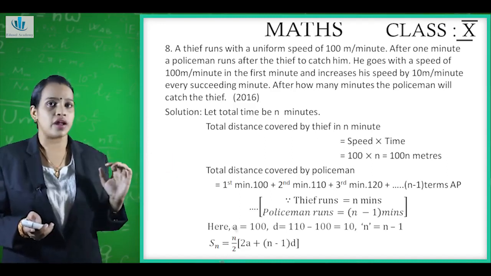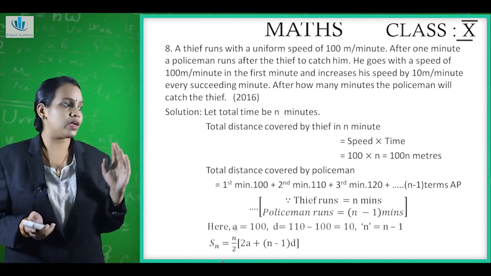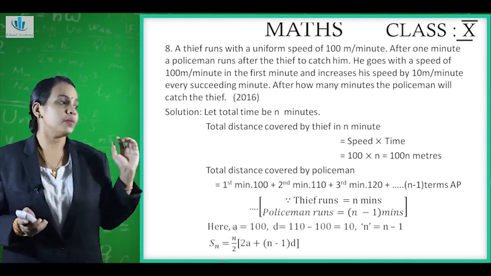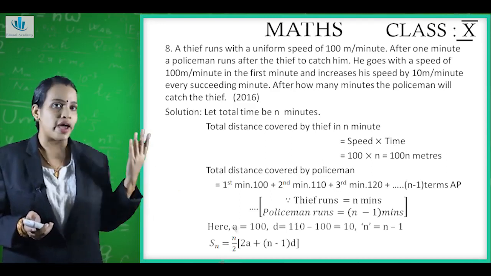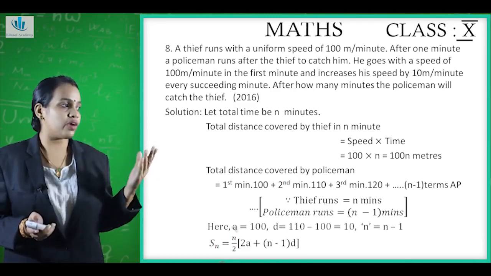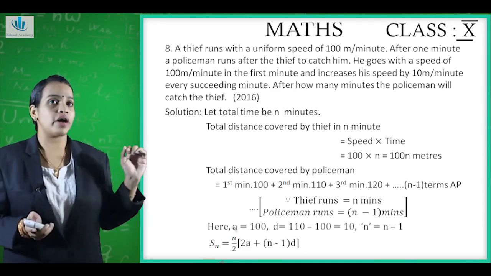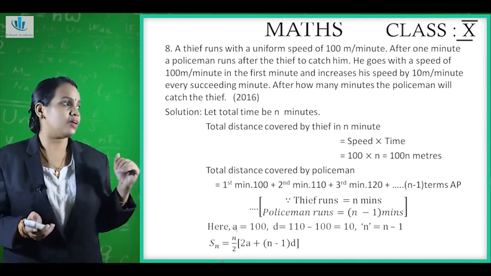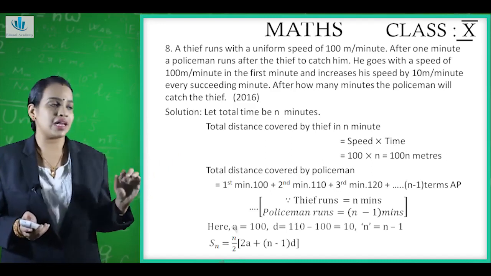Now here a thief is running at a uniform speed, it is 100 meter per minute. Now after 1 minute a policeman runs behind the thief with what speed? 100 meter per minute in the first minute, and after the first minute he increases his speed by 10 meter per minute. In this way, after every 1 minute he is increasing his speed by 10 meter per minute. Now we have to find after how many minutes the policeman will catch the thief. This question has appeared in the year 2016. Now we will see how to solve it. Let the total time that we take be n minutes.